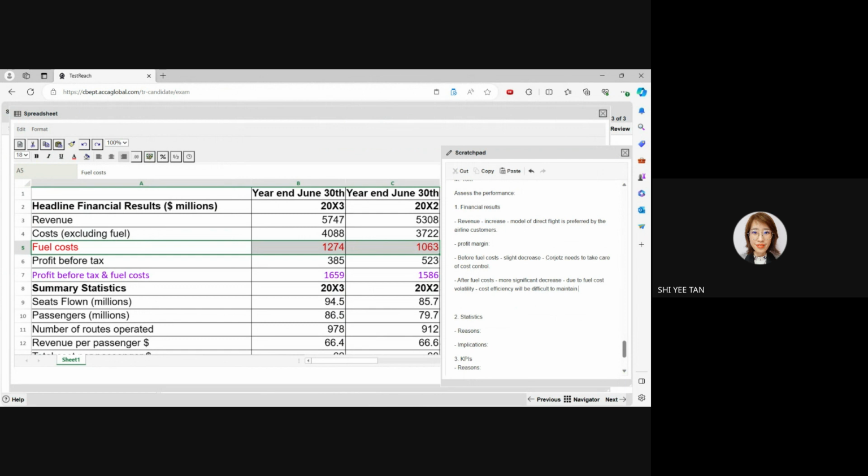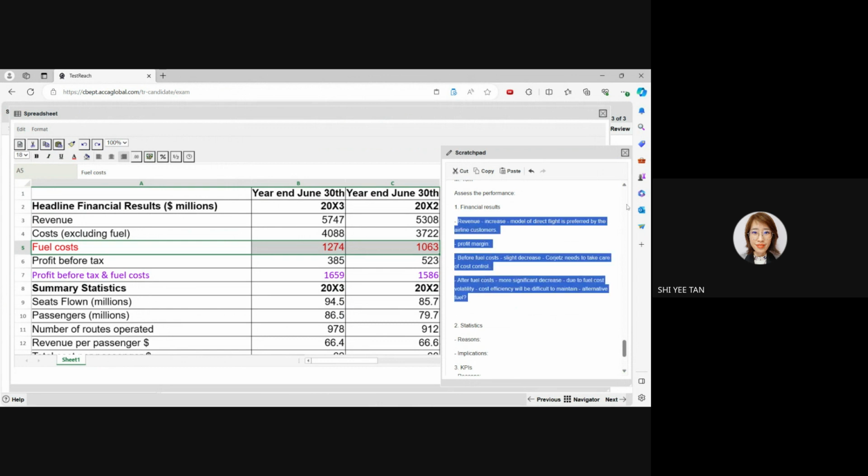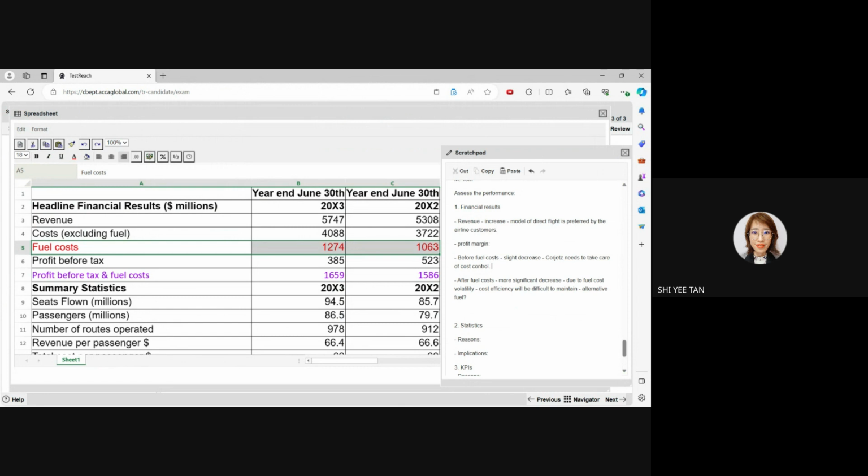So you know, Corjetz will need to really look into this. Maybe alternative fuel, although it's still a long way to go. It's still a long way to go, but is there a possibility? Maybe we need to start looking into it, right? So we can talk about it in this way. So my writing style, you see, my reason and my implication can be together. So I don't separate. In the end, I decided not to separate.